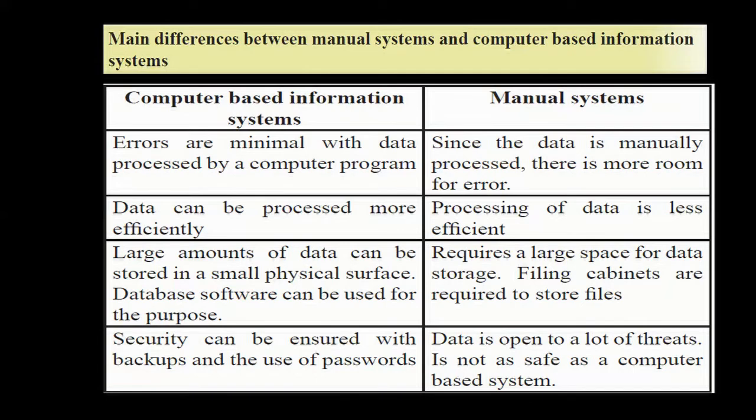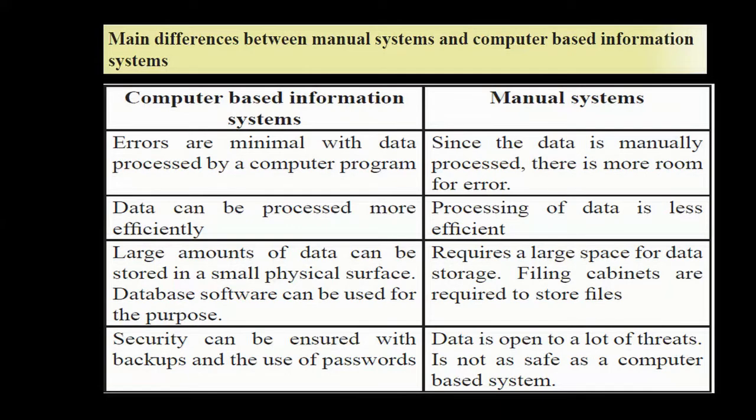Large amount of data can be stored in a small physical surface. Yes, we know that we can store the data inside a hard disk, inside pens even. So it takes a very small space, but comparatively in the manual system, yes, we require a larger space. Yes, I told you that there is a room called record room. So we have to sometimes allocate a room, sometimes allocate a building for that, and we have to buy filing cabinets, and we have to pay a lot of labor for this, right?